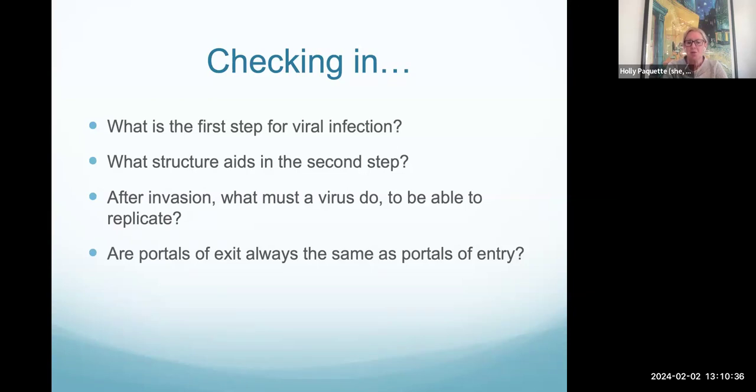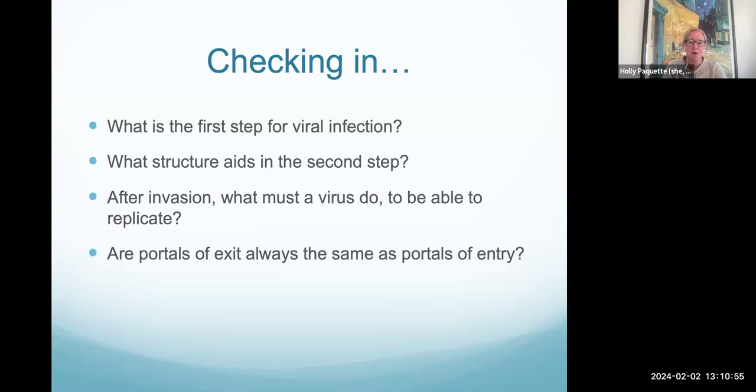So the first question is, what is the first step for viral infection? Portal of entry is the first step. What structure aids in the second step? The second step is attachment. So the structure in viruses that would aid is the spike proteins.